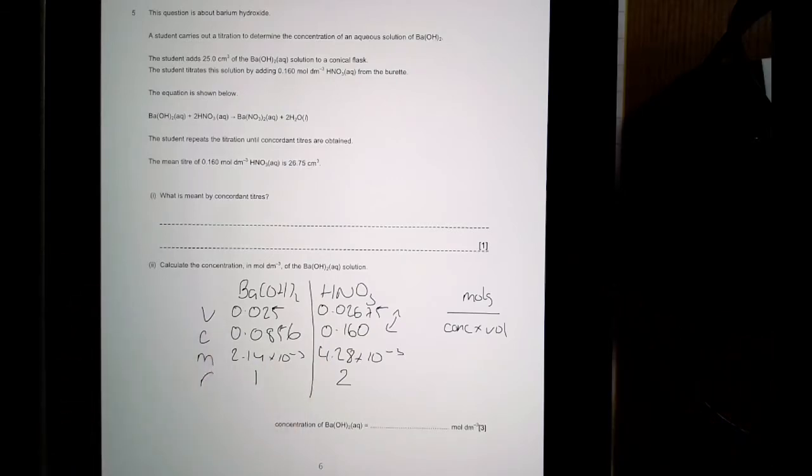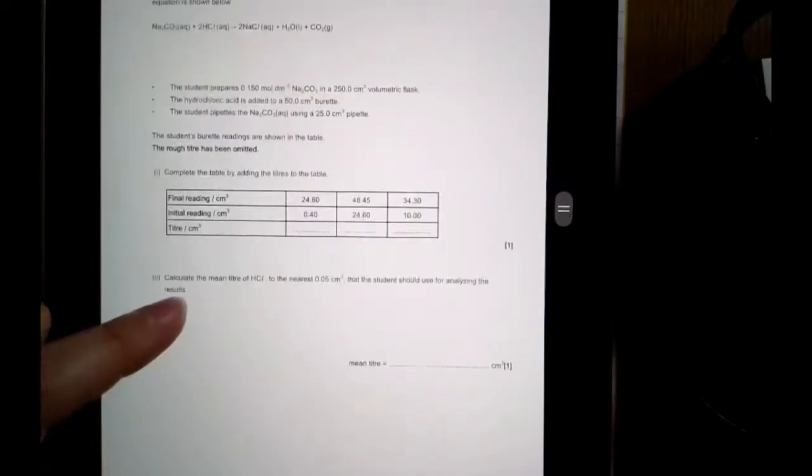So if you use this table, it just makes it really clear to see what you've done, and it makes it easier for the examiner to mark it and give you potential error carried forward marks even if you make a mistake. There's another question similar down here, which I'm going to get you to have a go at yourself.